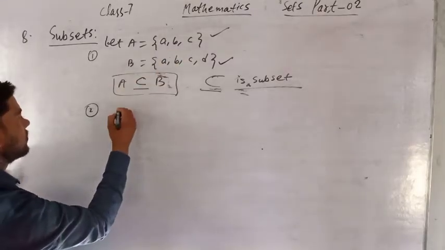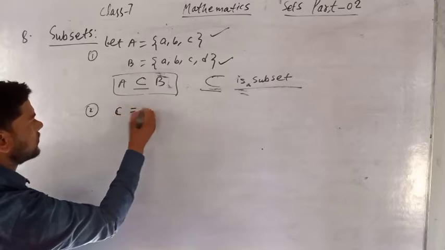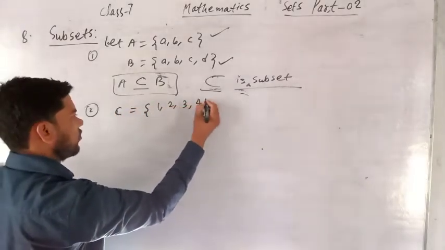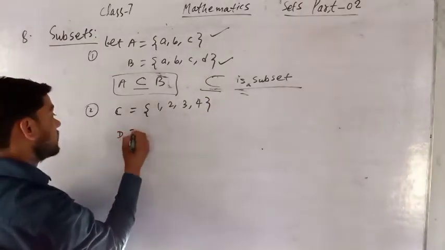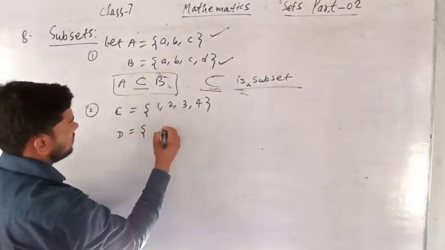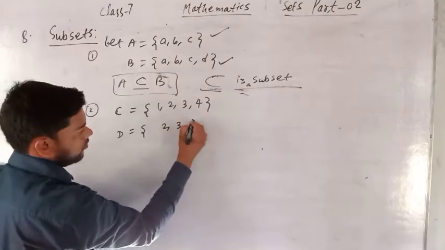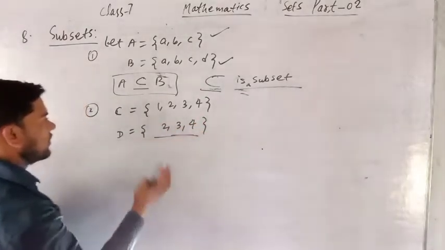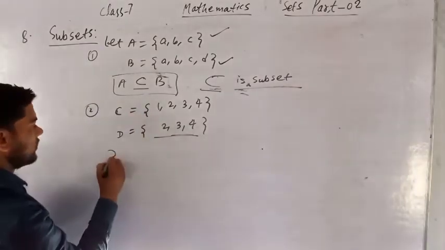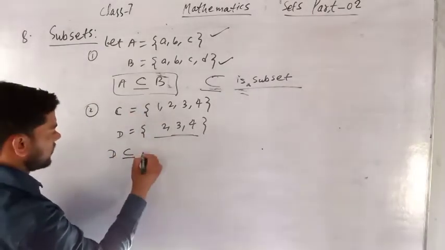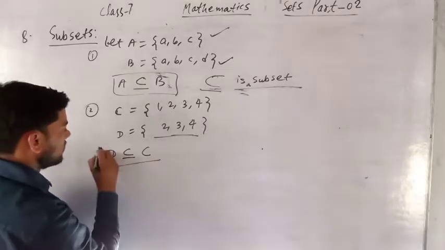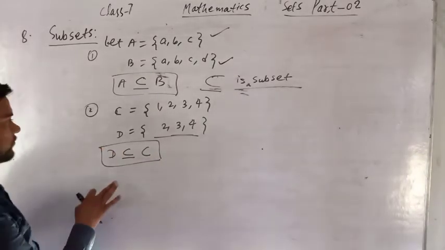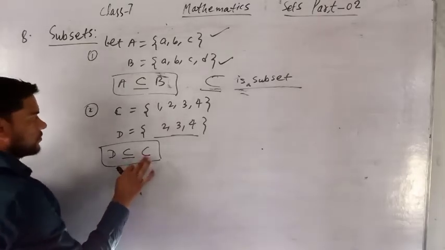One more example. Let the set C is equal to {1, 2, 3, 4} and the set D is equal to {2, 3, 4}. Here the all elements of D are in set C, so D is a subset of C.